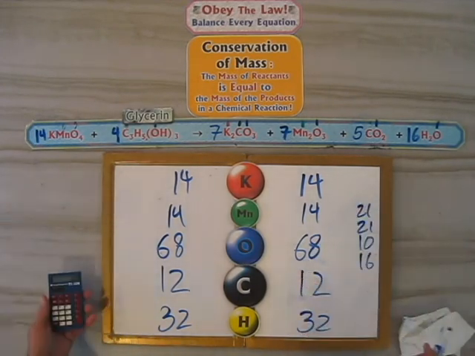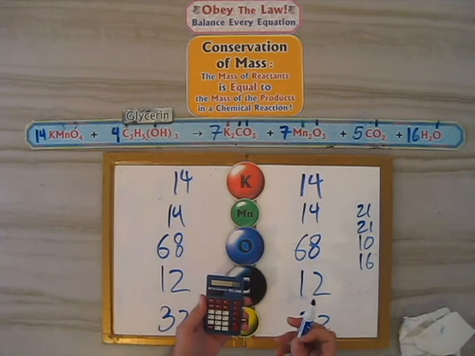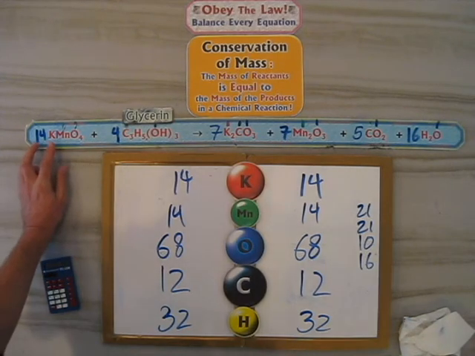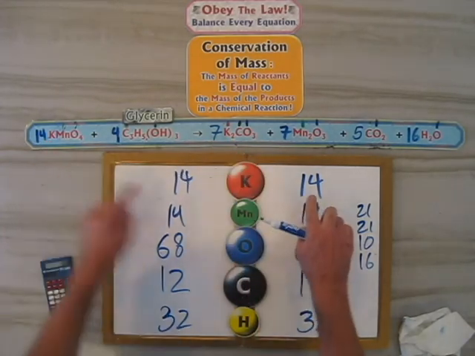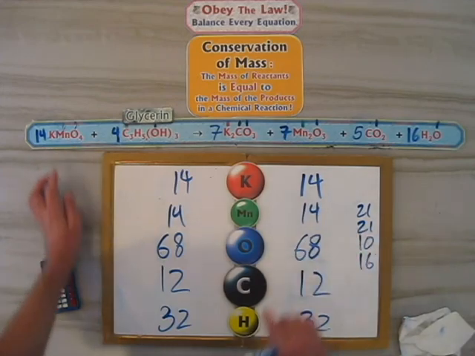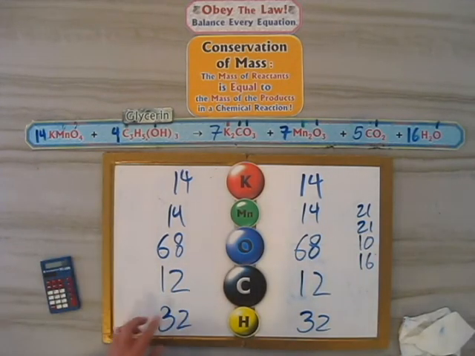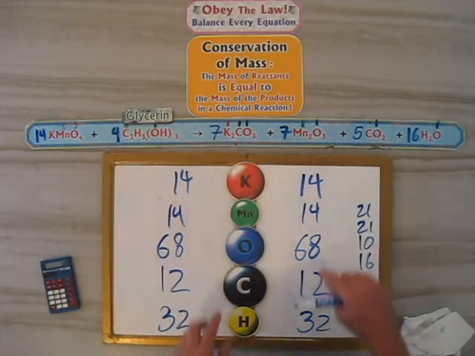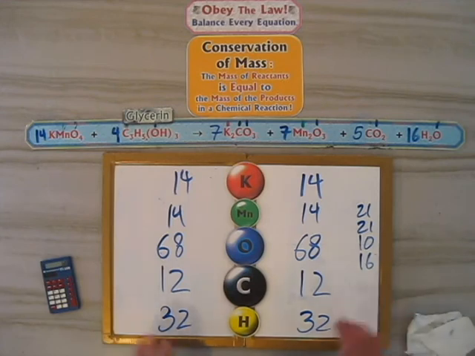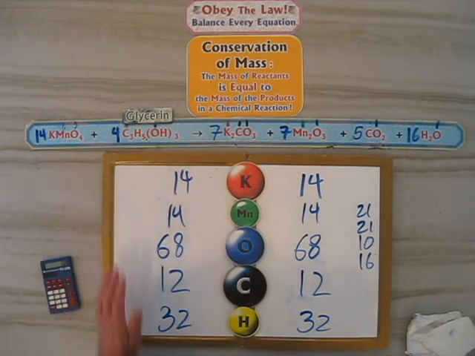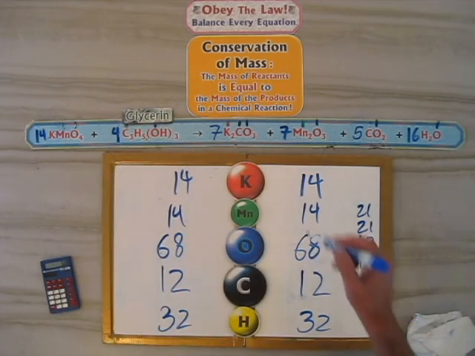Wait, let me double check this. Is this right? Okay, so just to be clear, this wasn't easy to balance. 14 potassium. Boom. 14 manganese. Boom. Okay, well, let's see. We just did the oxygen. Let's do the carbon. 12 carbon. And hydrogen. Okay, this is 8 times 4, 32. And 16 times 2 is 32. Oh my gosh, oh my gosh.